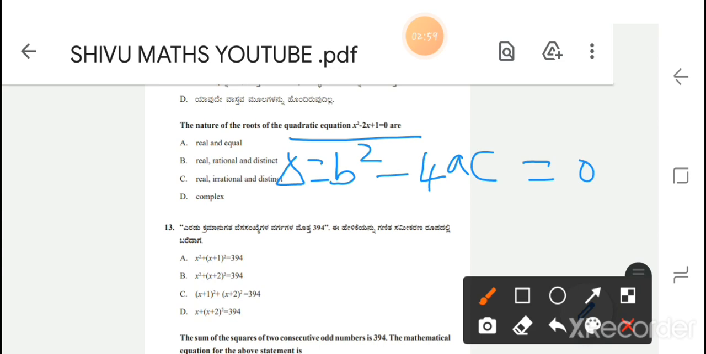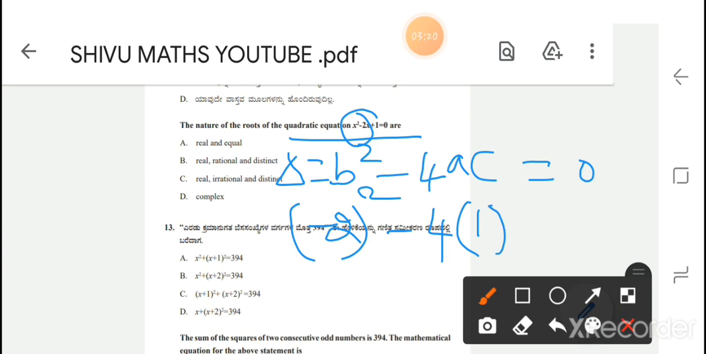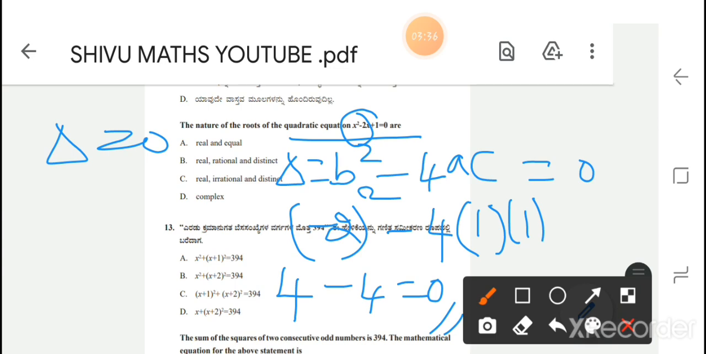Okay, so we will find b square minus 4ac here. b is the coefficient of x, which is minus 2. Minus 2 whole square is the value of b square, minus 4 into a, the coefficient of x square, take it as 1. Then c is the constant term, that is 1 only. So minus 2 square gets 4 only, positive, minus into minus is plus. So 4 minus 4 is 0. So delta is equal to 0 means the roots are real and equal.